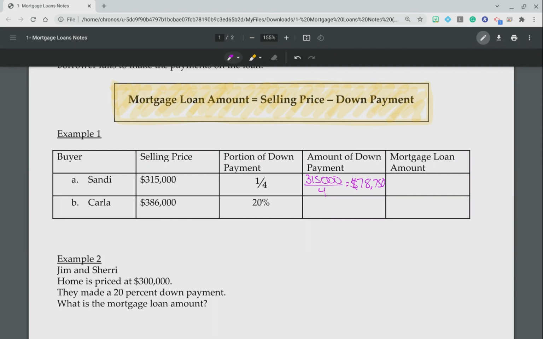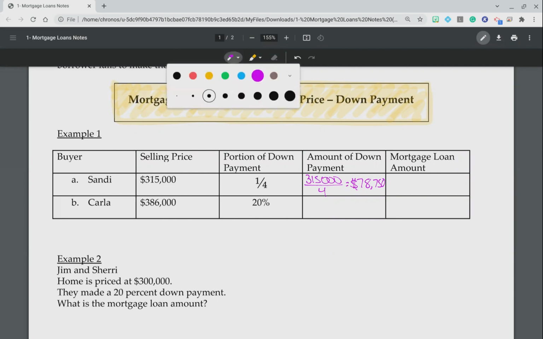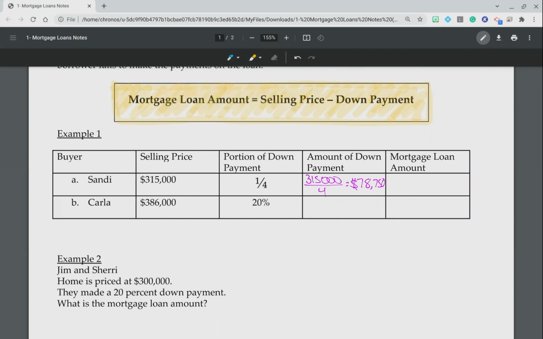Then I use my formula to find how much my mortgage loan is going to be. I take the selling price and subtract the down payment: 315,000 minus $78,750. So the amount of my mortgage loan is $236,250. That's an example where they told you that you paid 1/4 of the selling price.